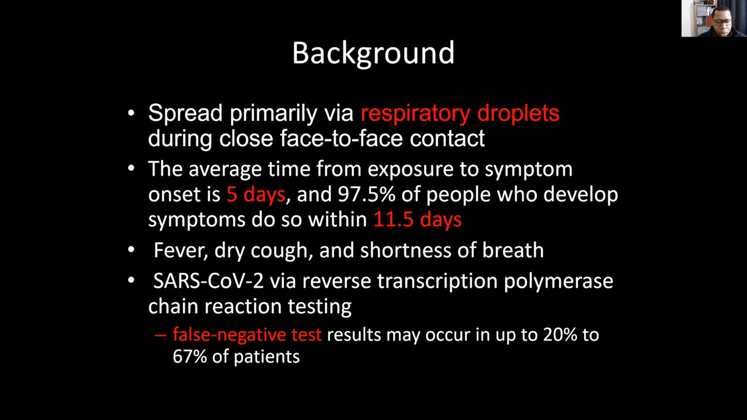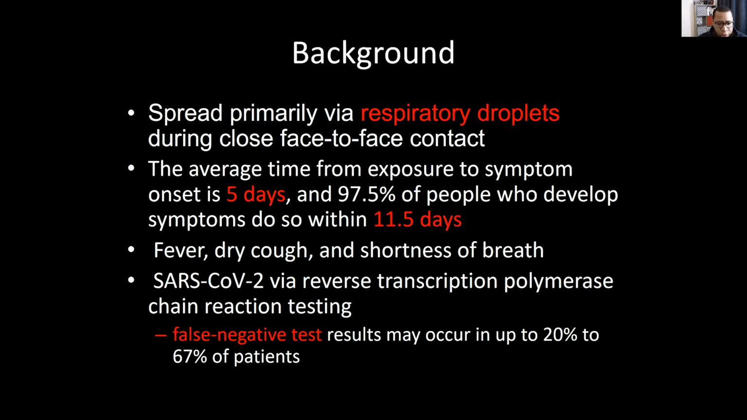So a little background. We know that the SARS-CoV-2 virus is spread primarily via respiratory droplets during close face-to-face contact. The average time from exposure to symptom onset is usually 5 days, and almost 100% of people who develop symptoms do it within 5 days to 11.5 days. And the most common symptoms we see are fever, dry cough, and shortness of breath.